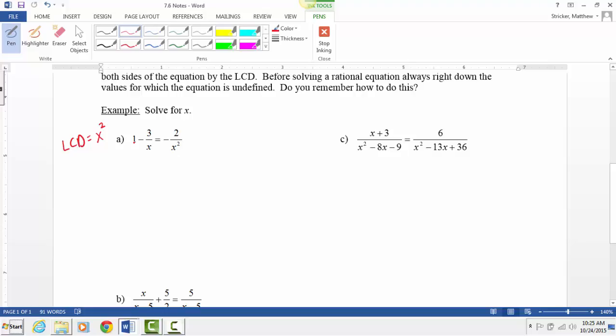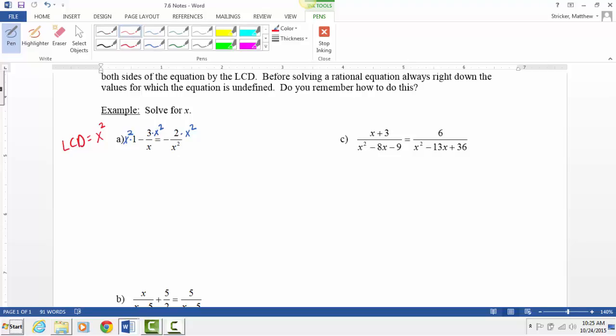Now, the most common mistake that I see when students are doing a problem like this first example A is that they forget to multiply the term that doesn't have a fraction in it by x squared. Remember, if you multiply something in an equation, you have to multiply the whole equation, otherwise the equation doesn't stay balanced. So we're going to multiply that by x squared, that by x squared, and then the one that's commonly missed is we're going to multiply the 1 by x squared as well.